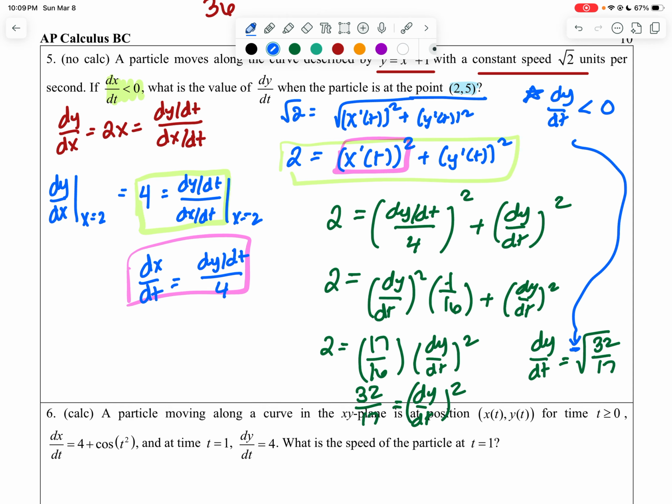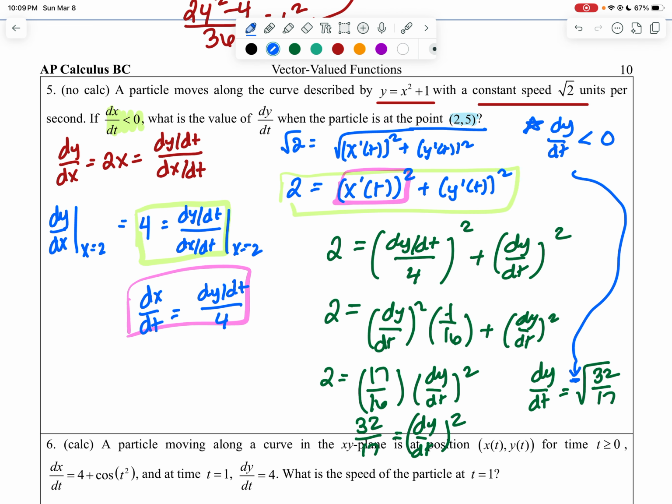Isn't that crazy? Number 5 is a really good problem because it tests your knowledge of dy/dx being dy/dt over dx/dt, and it also uses your knowledge of the speed formula. Crazy.